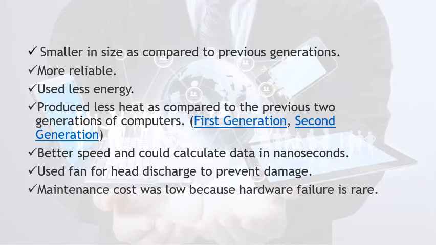Number five, they provide better speed as compared to previous generations and could calculate data in nanoseconds. Use fan for heat discharge to prevent damage. So in this generation, the fan was developed. Maintenance cost was low because hardware failure is rare.